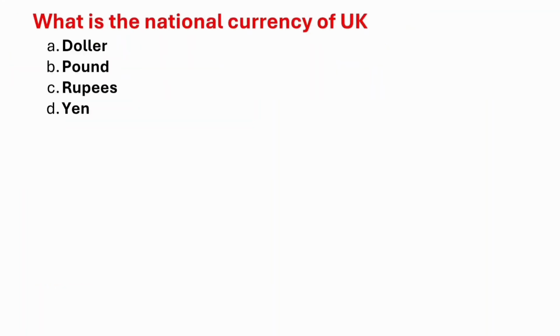12. What is the national currency of UK? A. Dollar. B. Pound. C. Rupees. D. Yen. The correct answer is B. Pound.